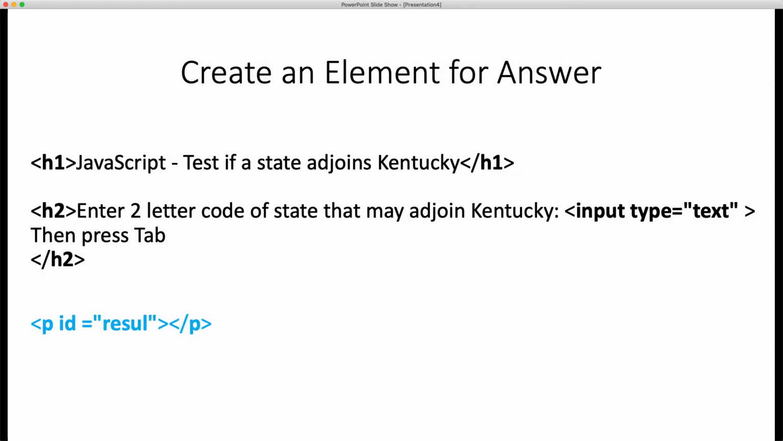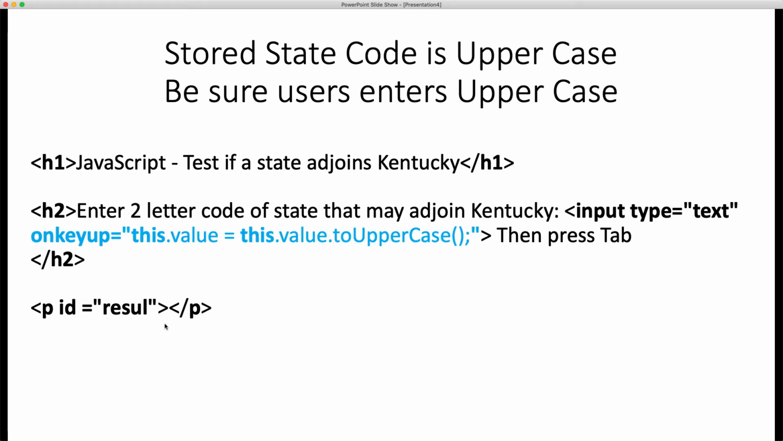I've got to also put something on the page, an element where I can put the answer. So I create this paragraph, give it the ID of result, and it's empty because we don't have an answer yet. Now, I've stored all my state codes as uppercase, upper K, upper Y, or T and N, and so forth. I have no reason to believe that the user is going to be nice enough to always type in uppercase.